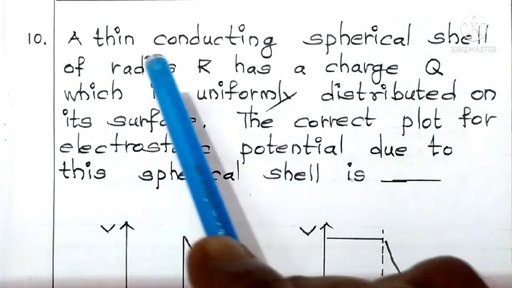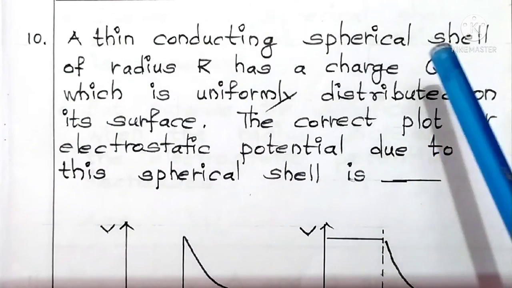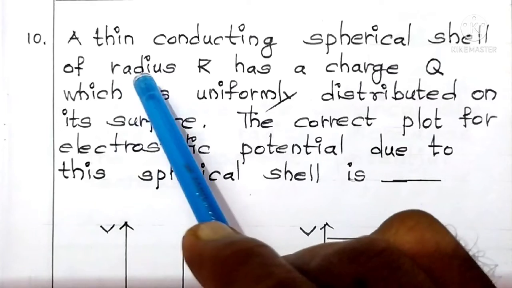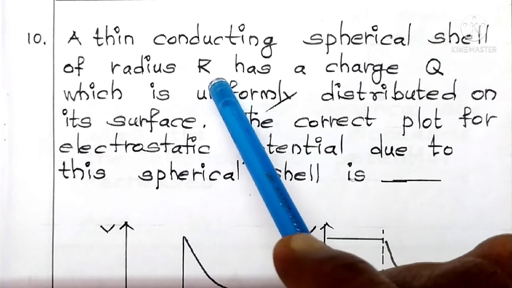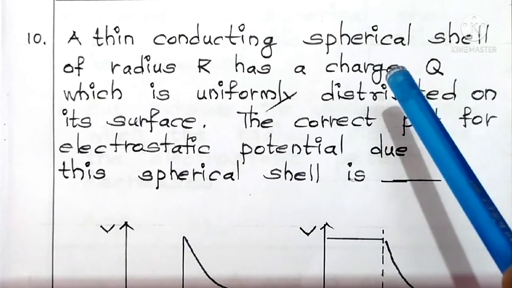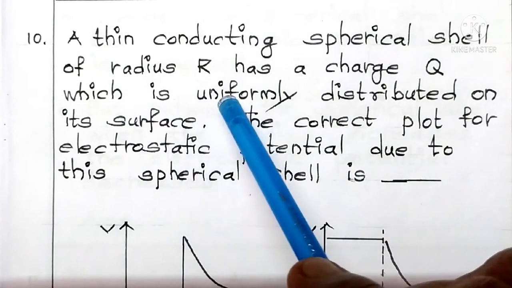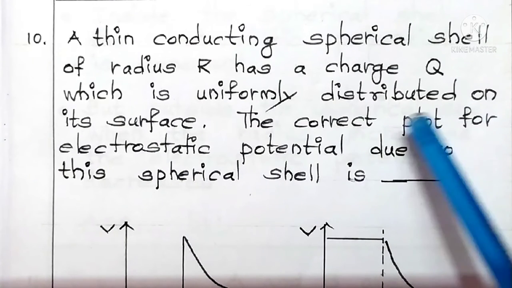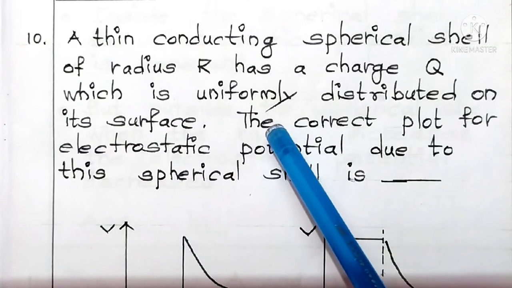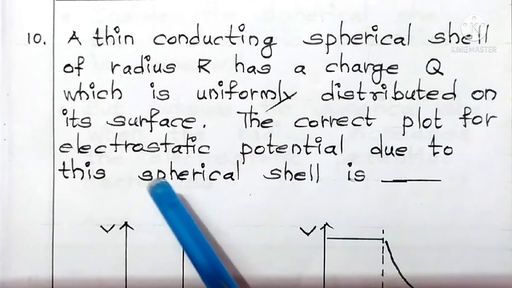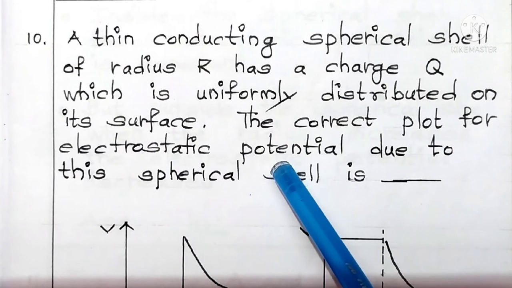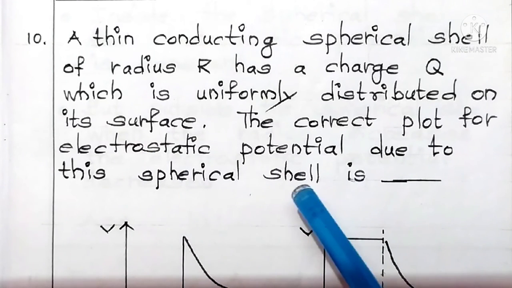A thin conducting spherical shell of radius capital R has a charge Q which is uniformly distributed on its surface. The correct plot for the electrostatic potential due to this spherical shell is dash.